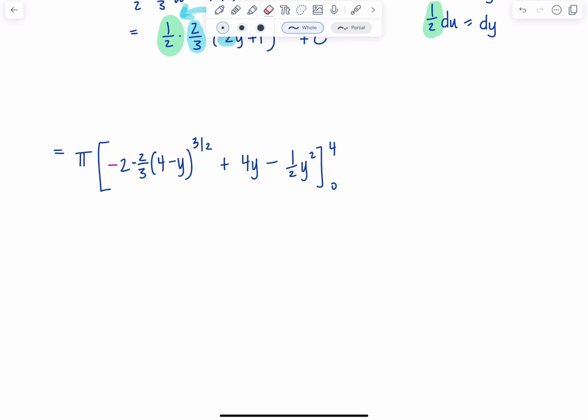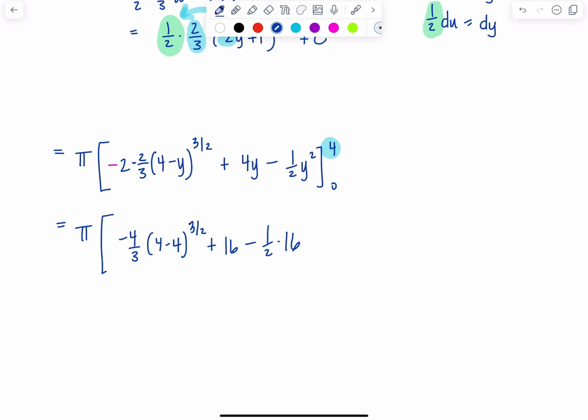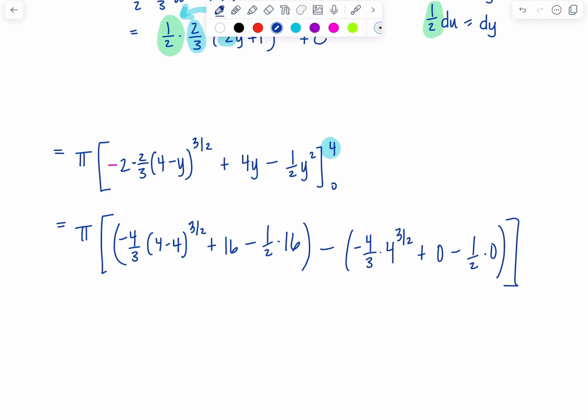Let's continue. Okay, so this is pi times negative 4/3. I'm going to plug in the upper limit right now of 4. Okay, (4 minus 4) to the 3/2 plus 4 times 4 minus 1/2 times 16 again. That's the upper limit. Minus, if I plug in 0 now, that's negative 4/3 times (4 minus 0) to the 3/2 plus 4 times 0 minus 1/2 times 0. Boom. Okay, let's see what's going on.